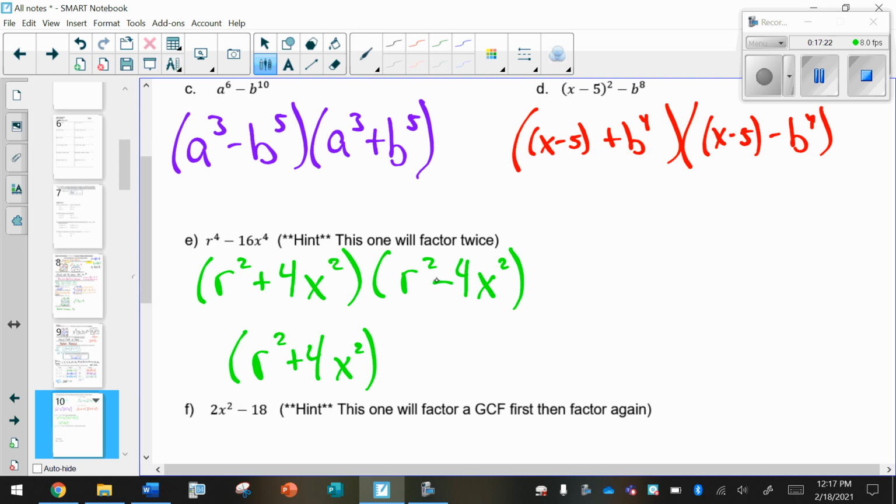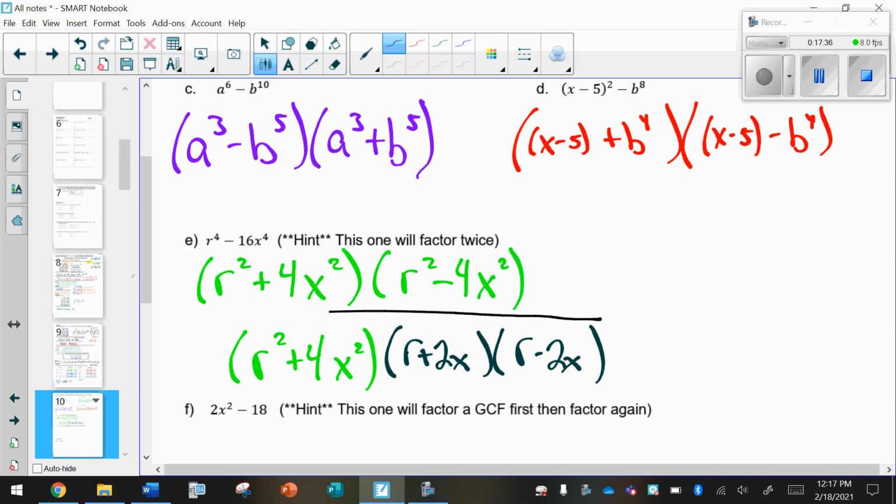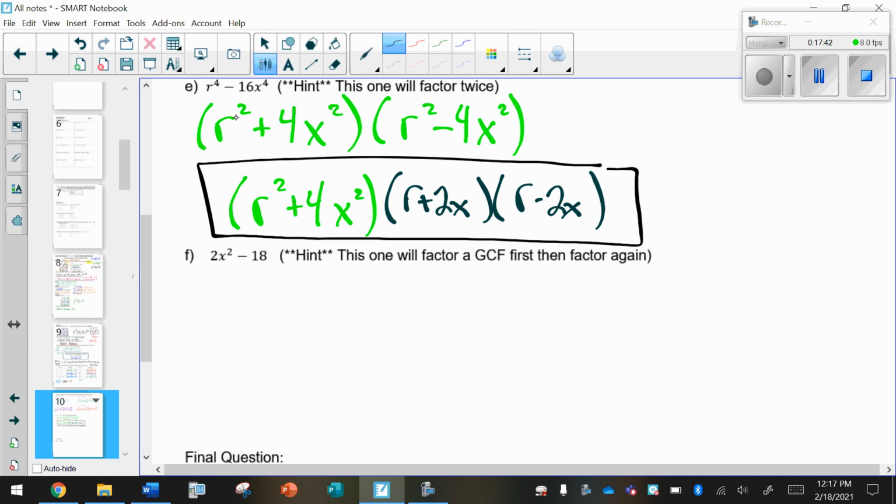So r squared minus 4x squared is a difference of perfect squares. So it can be broken down into r and r, and then plus 2x and minus 2x. So your final answer would be all 3 parentheses. You need to make sure you do all the parentheses in your final answer. Carry the one that has the plus sign and rewrite it. You have to rewrite it with your final answer to include all the different parts.